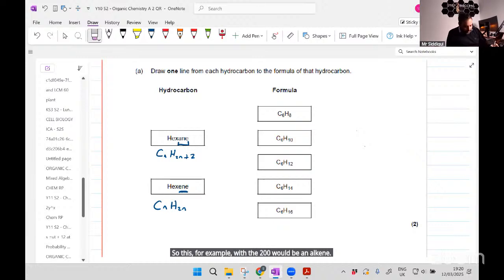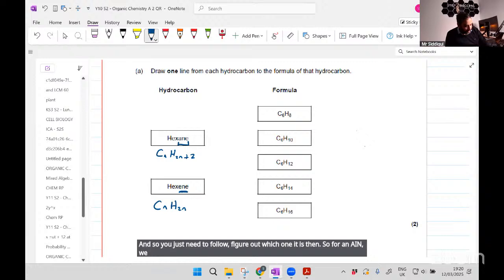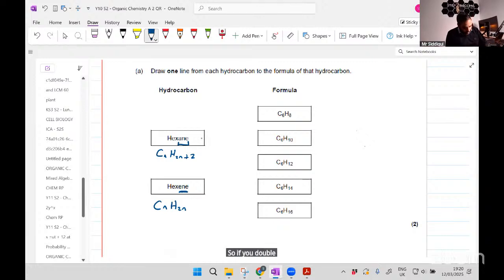Whereas an alkene, its general formula is CnH2n, which means that to get from the number of carbons to the number of hydrogens, you just double. So this, for example, with a 200 would be an alkene. And so you just need to figure out which one it is then. So for an alkane, we double and add 2. So if you double 6 and add 2, you get to 14. So that should be the one there. And for an alkene, you would just double. So C6H12.